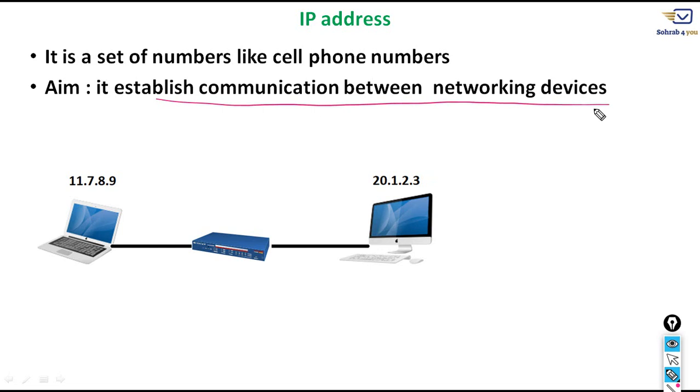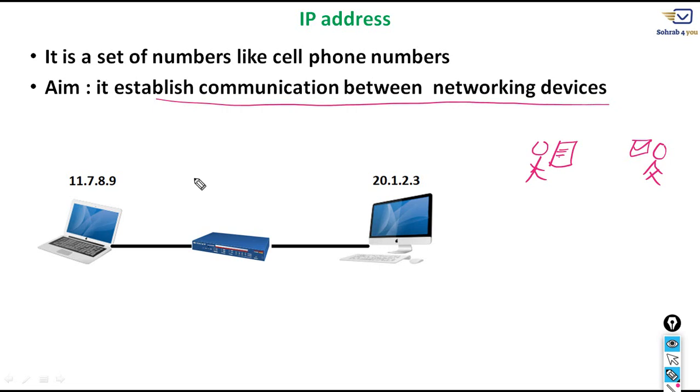Suppose you want to call your friend. Suppose this is you and this is your friend. You're going to enter his number, and he's going to pick up the call. So you're entering the number. That number is like an IP address. An IP address is like that number.